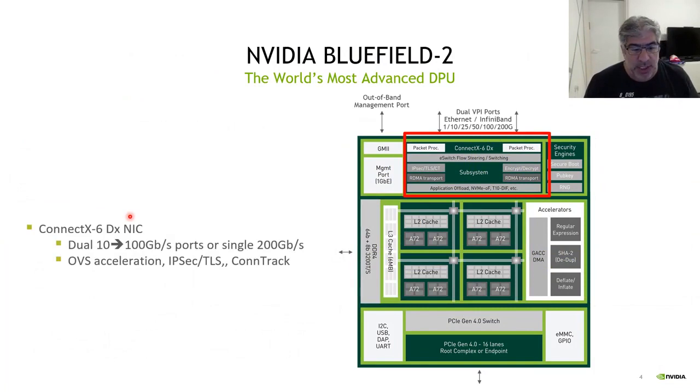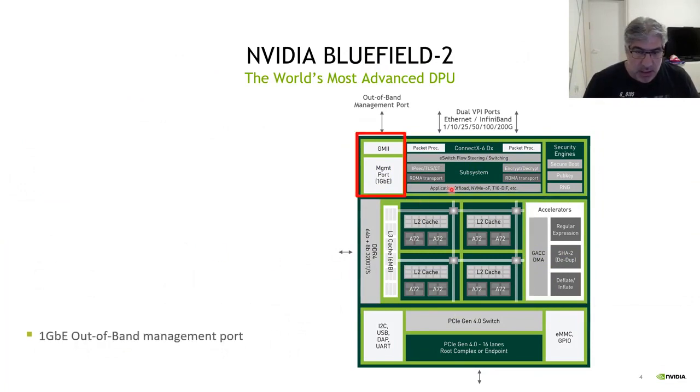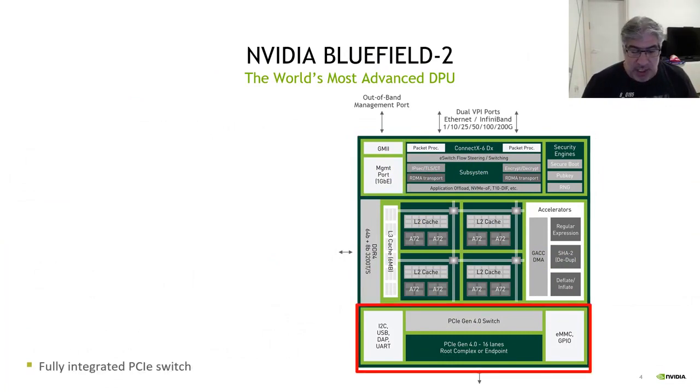Of course, it also includes the best NIC in the market, which is the ConnectX-6 Dx, which has 2 ports of up to 100 gig or a single port of 200 gig. Of course, we have all the OVS acceleration, IPsec, TLS, and connection tracking accelerated inside the ConnectX. Besides that, we have other accelerators like the regular expression engine, PKA, and SHA-2. To complete it, we also have a single 1 gig port for out-of-band management and a fully integrated PCI switch.